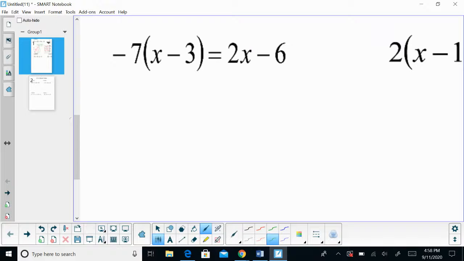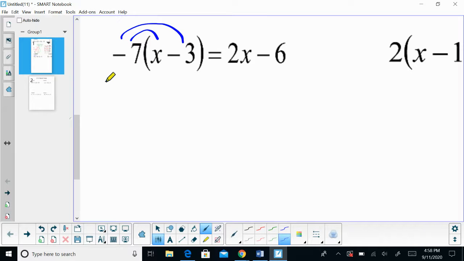Taking a look at example number 2, we're going to do the same 5 steps. So step number 1, simplify when possible. We're going to look when we can distribute or combine like terms. In this case, I have this parentheses, so I know that I can distribute. So we're going to go ahead and distribute my negative 7.